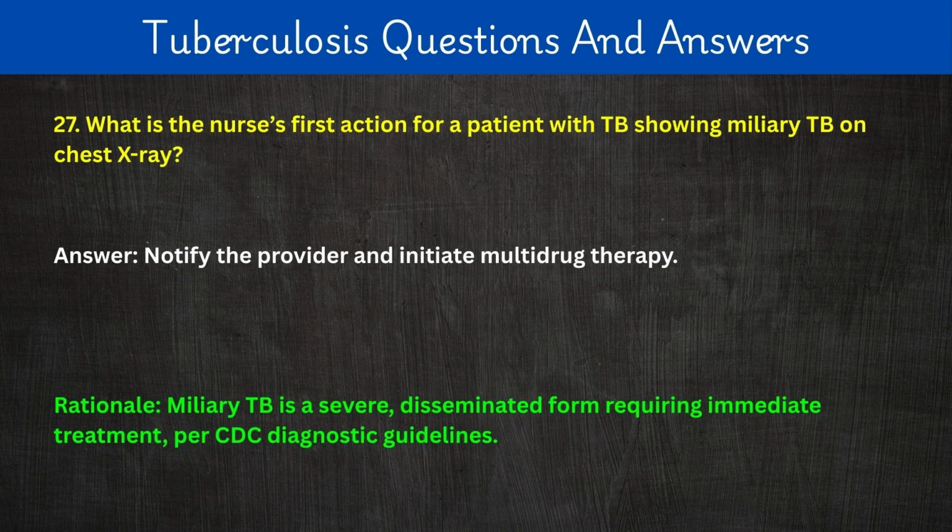27. What is the nurse's first action for a patient with TB showing miliary TB on chest X-ray? Answer: notify the provider and initiate multi-drug therapy. Rationale: miliary TB is a severe, disseminated form requiring immediate treatment, per CDC diagnostic guidelines.